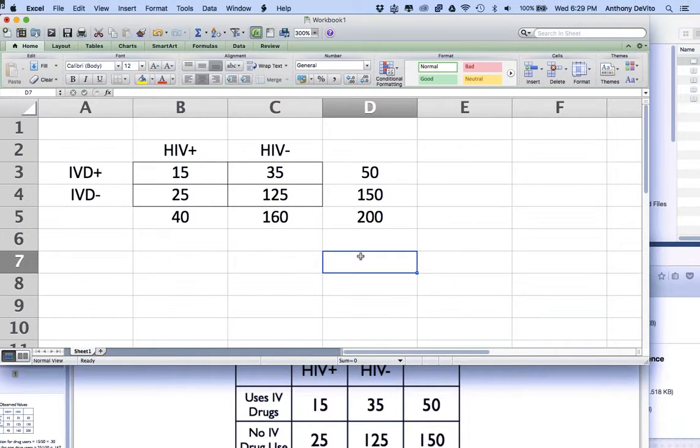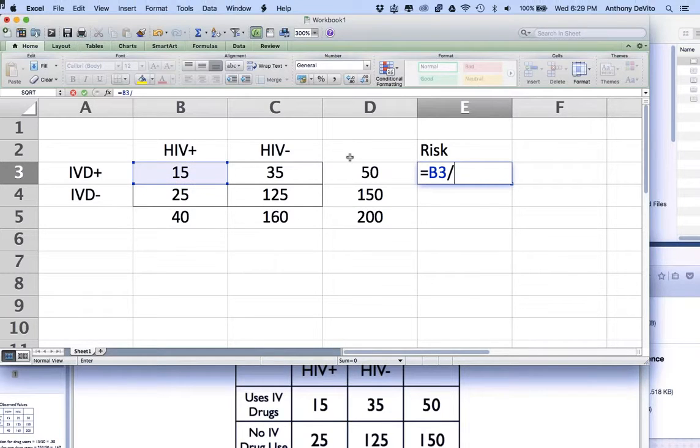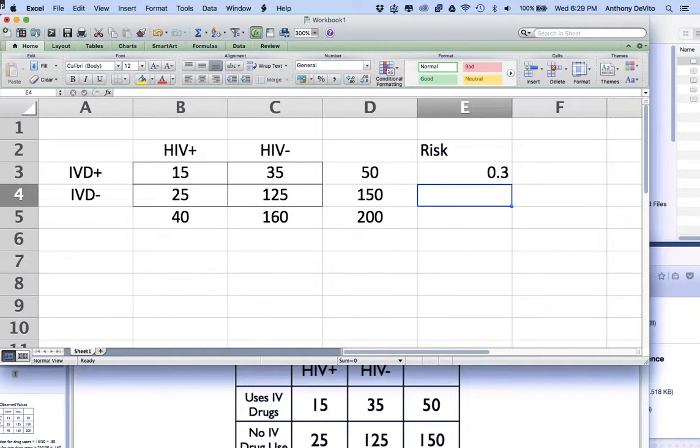Okay, what's the risk of having HIV if you're an IV drug user? Well, I'm going to define the risk. I'm going to say the risk is equal to, well, 15 out of 50 people that are IV drug users are HIV positive. So 30% of them are HIV positive. So the risk of having HIV, if you're an IV drug user in this population, is 30%.